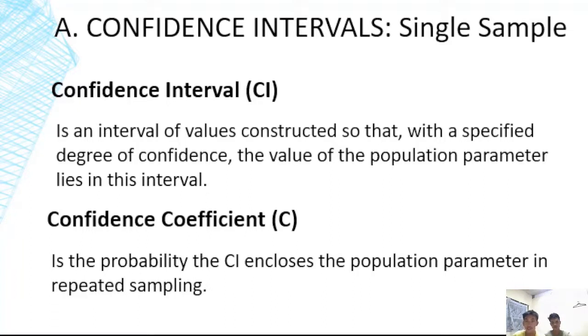Second is the confidence coefficient, denoted by C. It is the probability that the confidence interval encloses the population parameter in repeated sampling. The confidence coefficient is simply the proportion of samples of a given size that may be expected to contain the true mean. That is, for a 95% confidence interval, if many samples are collected and the confidence interval computed, in the long run about 95% of these intervals would contain the true mean.